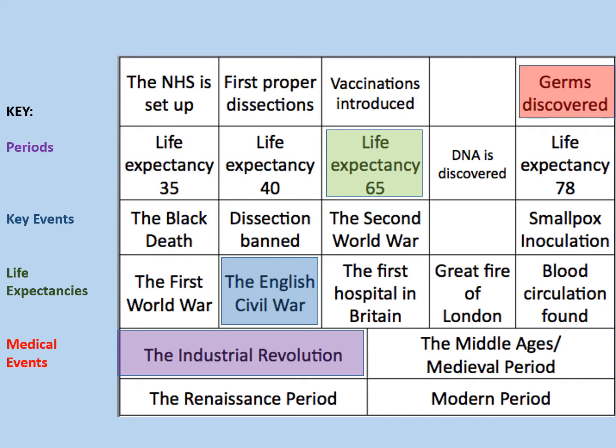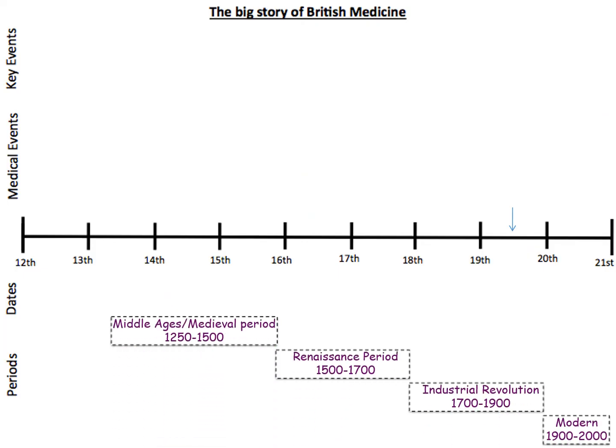Let's have a look at what your timeline should look like. Right, very roughly speaking, here are our periods. So we've got the Middle Ages is the earliest one, circa 1250 to 1500. Then we've got the Renaissance period from 1500 to 1700, the Industrial Revolution from 1700 to 1900, and the modern period from 1900 to 2000 and indeed beyond.